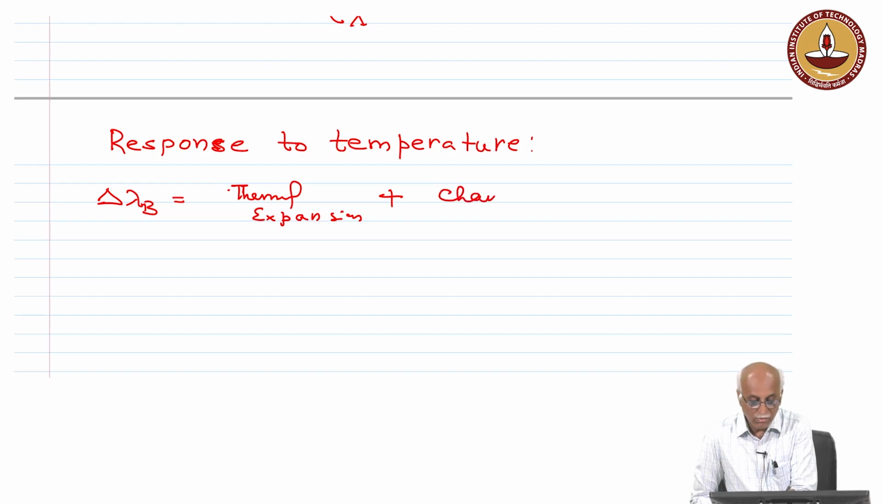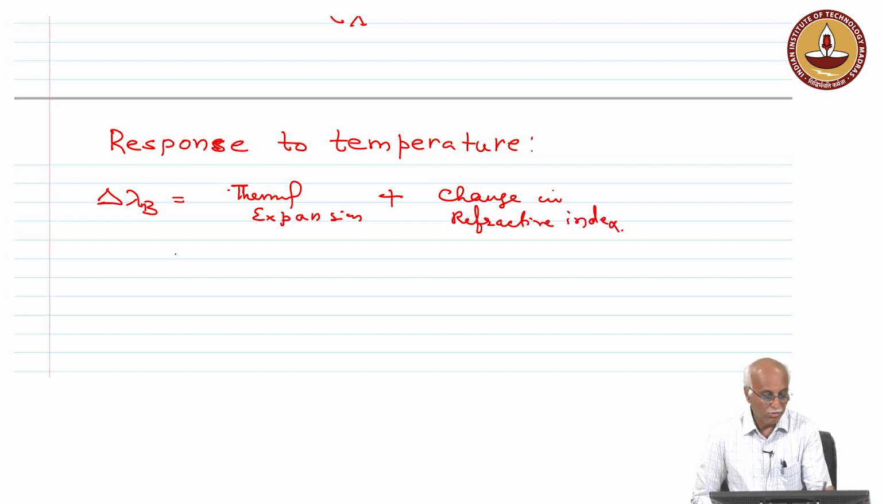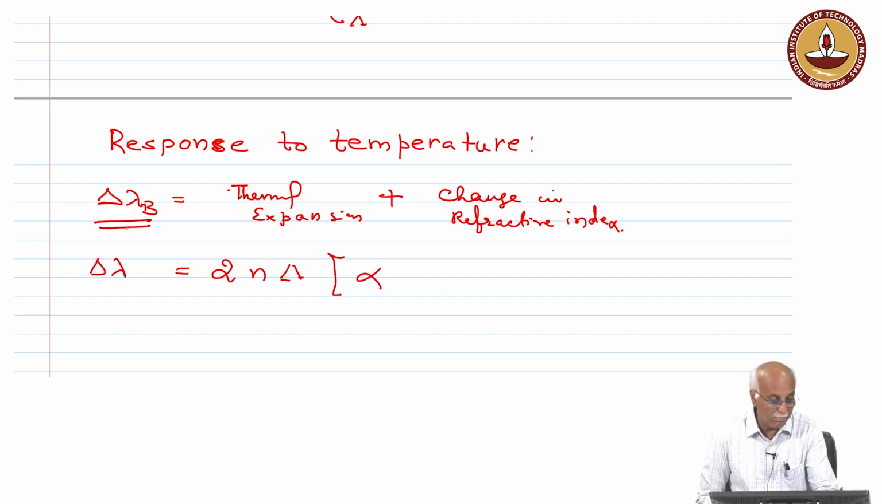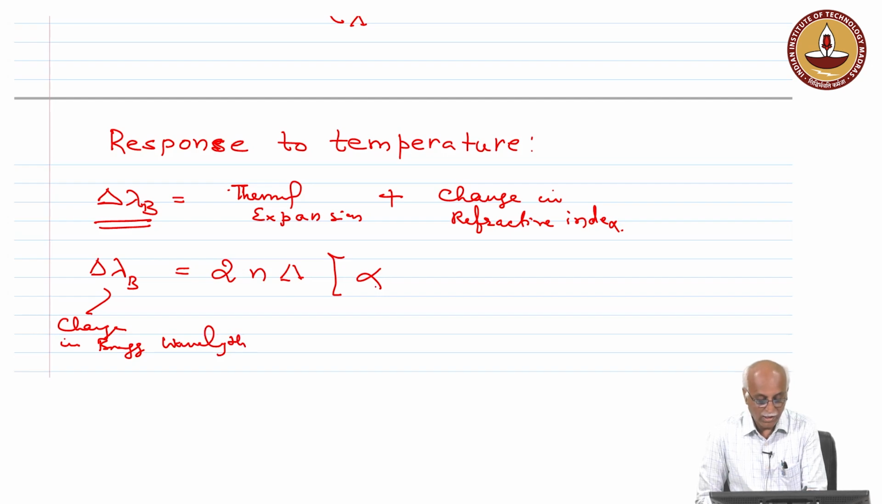change in the refractive index coming into picture. This part is given by delta lambda B, the change in the Bragg wavelength, which is given by 2 n lambda alpha. Alpha is nothing but the coefficient of thermal expansion.